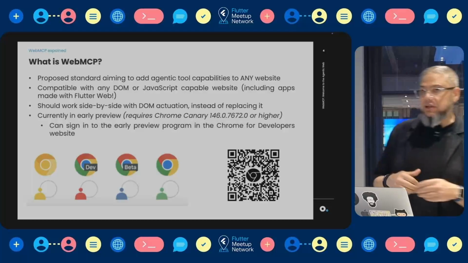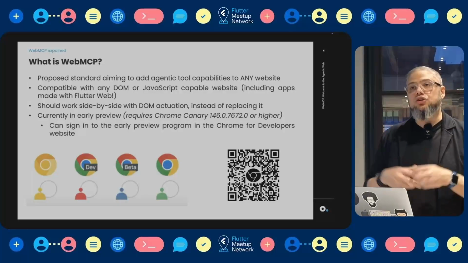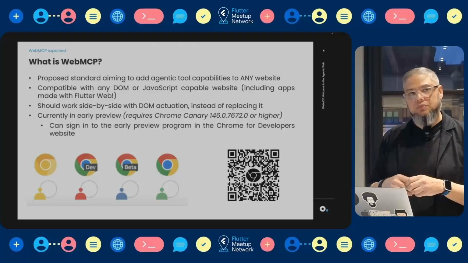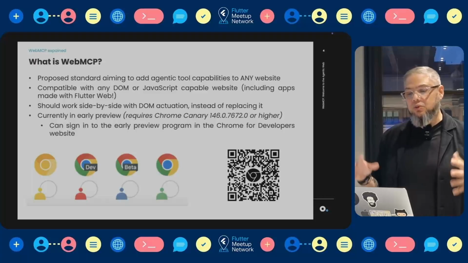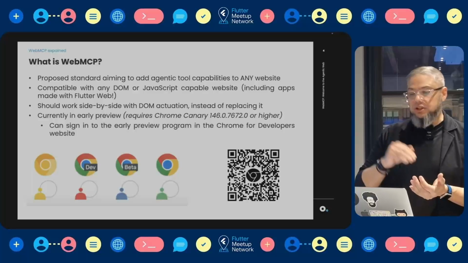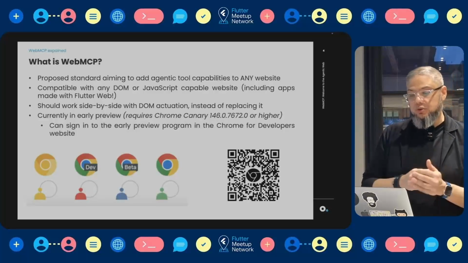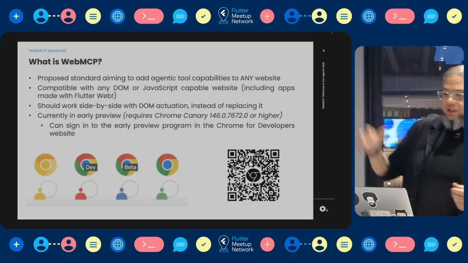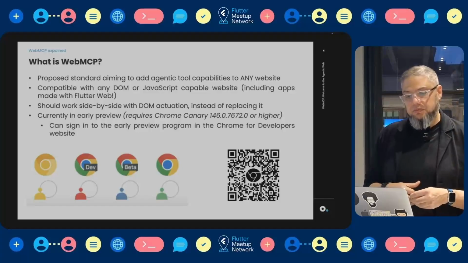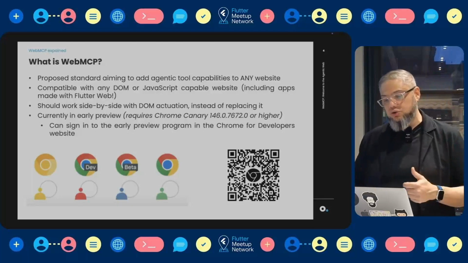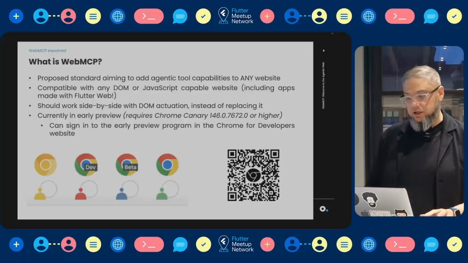And at the moment, because it's a proposal, you're not going to find it available in any browser or any product in wide availability. Right now, it's in early preview. If you want to try it out, you need this version of Chrome Canary that I'm showing right here. I think we're on 147 right now, so the latest one should help with this. And if you want to sign up for the early preview program, there's the QR code. You can just do that, and that should work fine.